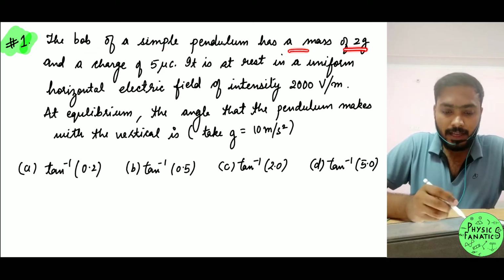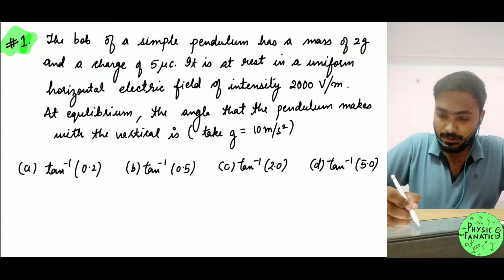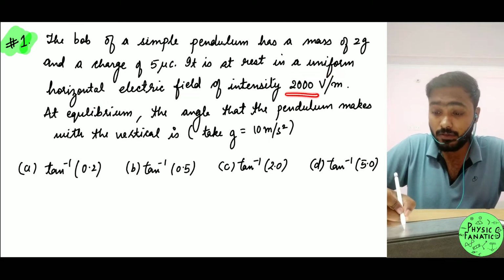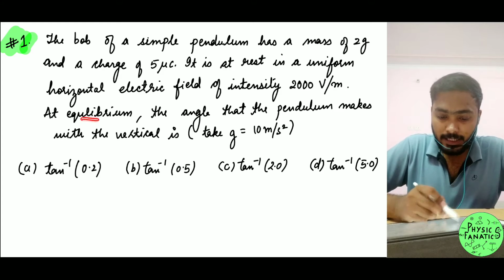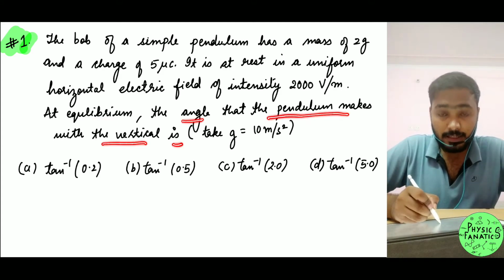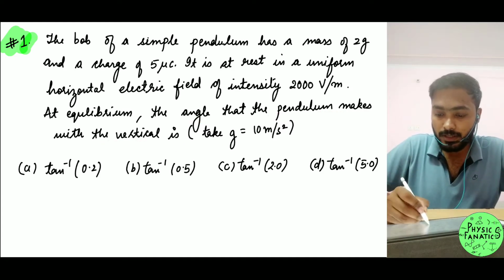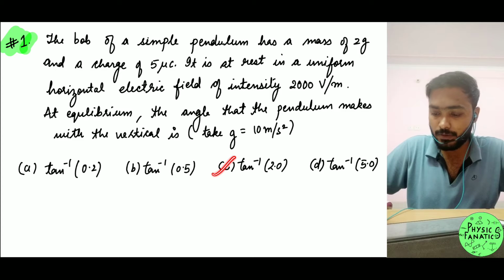The first numerical is that there is a bob of a simple pendulum that has mass 2 gram and a charge of 5 microcoulomb. It is at rest in a uniform horizontal electric field of intensity 2000 volts per meter. At equilibrium, the angle that the pendulum makes with the vertical is, now, the angle that it makes with the vertical, that is something which you have to find out. Take the value of g. So we have options: tan inverse 0.2, tan inverse 0.5, tan inverse 2.0, tan inverse 5.0.